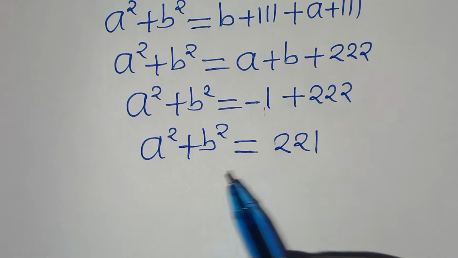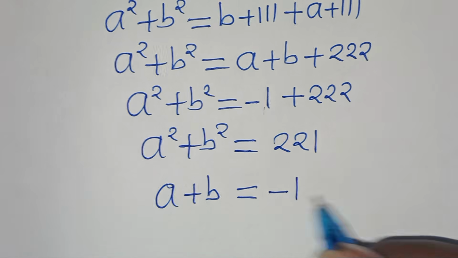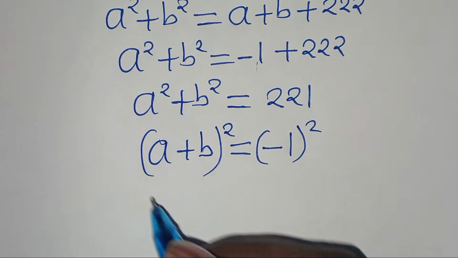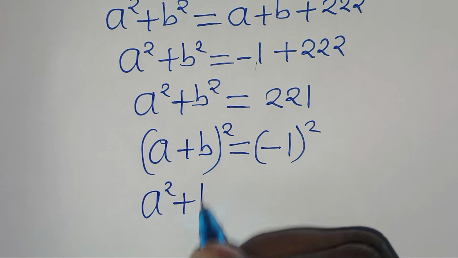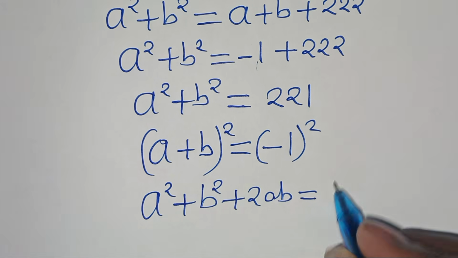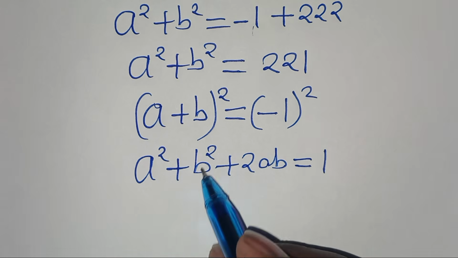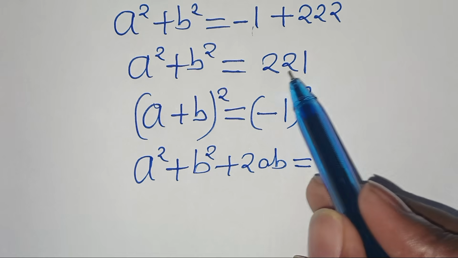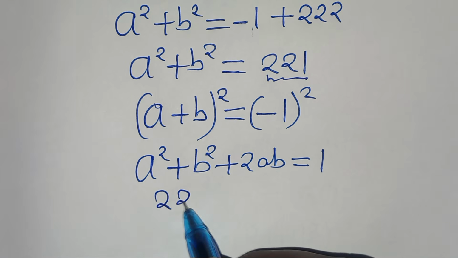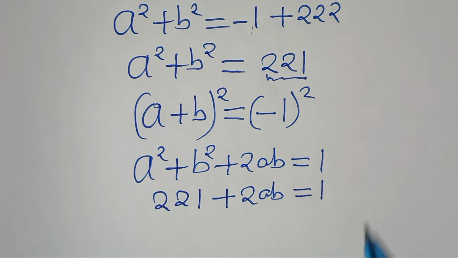The next step is that from equation 3, a plus b equals negative 1. Now let's square both sides, so that we have a to the power of 2 plus b to the power of 2 plus 2ab, equal to negative 1 squared, which is 1. Now a squared plus b squared is the same thing as 221. Let's substitute 221 here. So this is 221 plus 2ab, equal to 1.